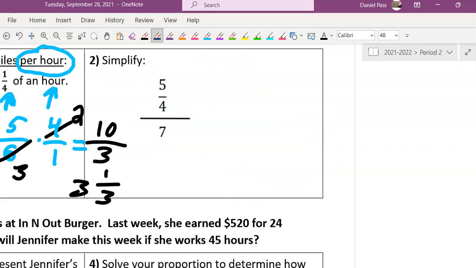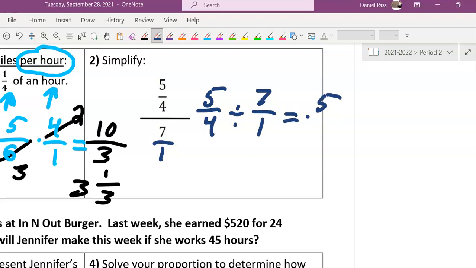Okay, how do we do this problem, LeBron? Do 5/4 divided by 7/1. Okay, so we want to change this to 7/1 so that we know it's a fraction. Okay, 5/4 divided by 7/1, okay? Equals 5/4 times 1/7 because of the reciprocal. Yes. Equals 5/28. Is that it? Yep.